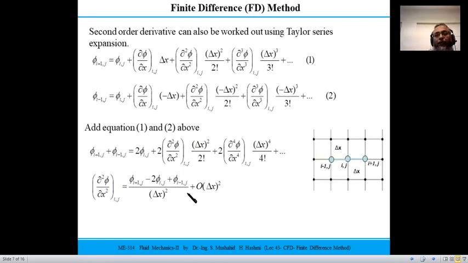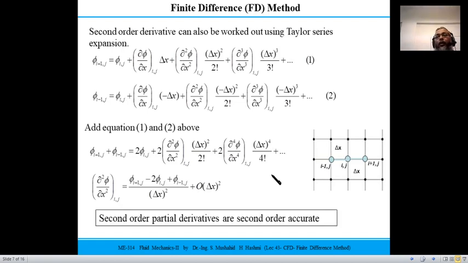So I got the expression for the second derivative of the variable of interest phi, which requires knowledge of that variable at the forward point, the backward point, and at the point where I am calculating the second derivative. And once you divide by delta x whole square, this is second order accurate. So the second order partial derivative automatically comes out to be second order accurate.